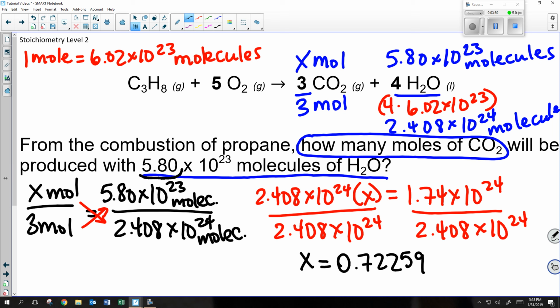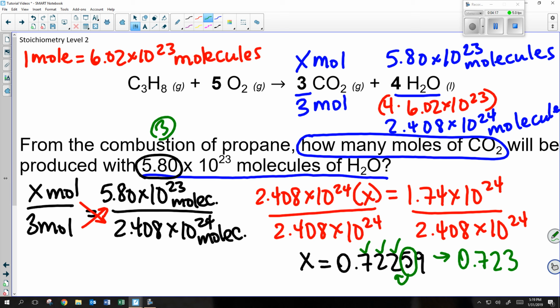When I check how many sig figs I need, I go back to the original value given in the problem. This 5.80 has 3 significant figures. So I want my answer to have 3 significant figures. The leading 0 in front of the decimal does not count, so I have 1, 2, 3. I look at this 5, and it rounds that 2 up to a 3.